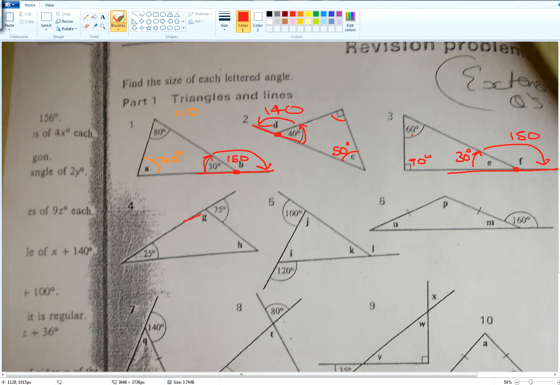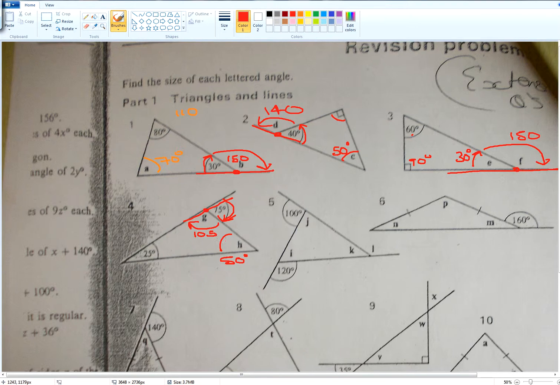Okay, angles on a straight line here add up to 180. Okay, this is 75. So what's left over here then? 105, isn't it? To make 180. That's 105, that's 25, that's 125, 105, that'll give you 110, 130, what will that be then? 50.